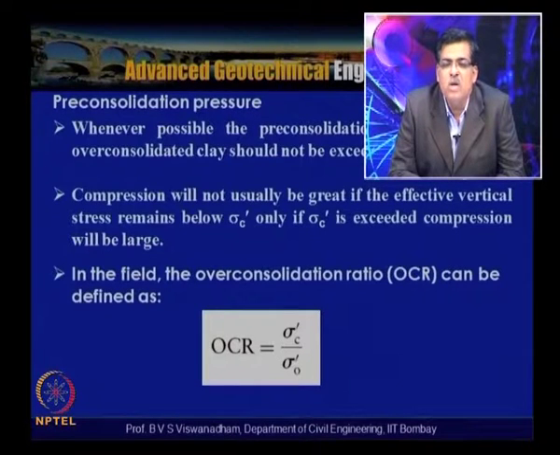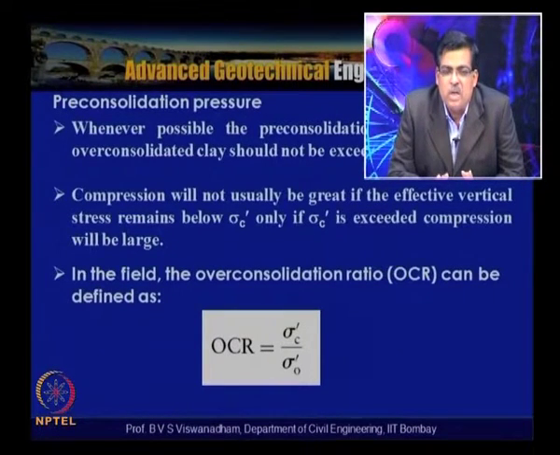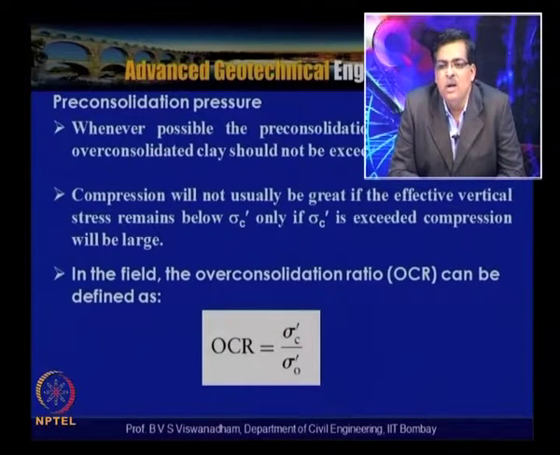The compression will not usually be great if the effective vertical stress remains below sigma dash c, and only if sigma dash c is exceeded will compression be large. For example, if you have a certain soil and you are trying to construct, say, a one or two floor building, the compression may not actually be a problem, and if it does not cause serious problems within the design life of the structure, then it may not be an issue. So compression will not usually be great if the effective vertical stress remains below sigma dash c, and if sigma dash c is exceeded, the compression will be large.